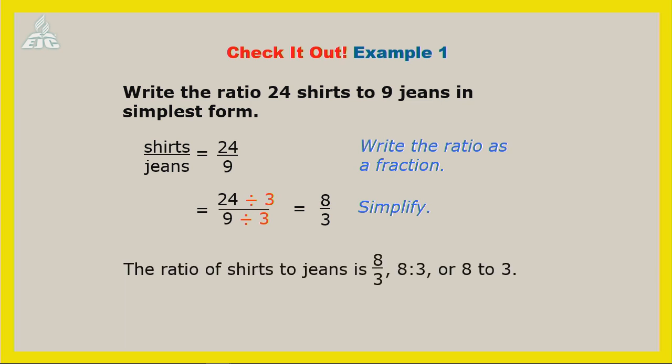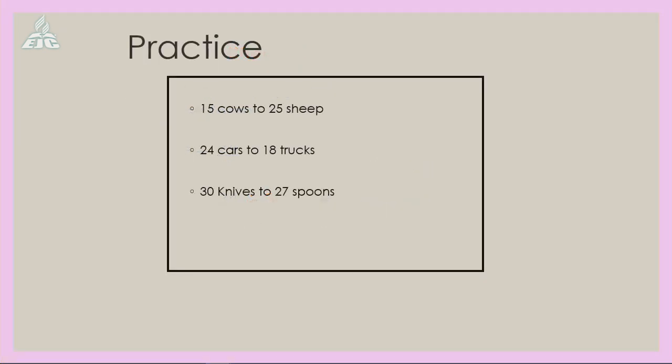The ratio of shirts to jeans, we can write that using the 3 ways: as a fraction, using the colon, or using the word to. We're going to practice. And I'm sure before you were happy that you got all 4 correct. So we're going to see if we can get all 3 correct here.